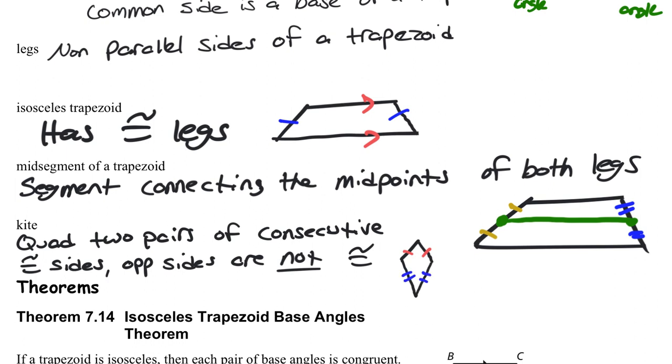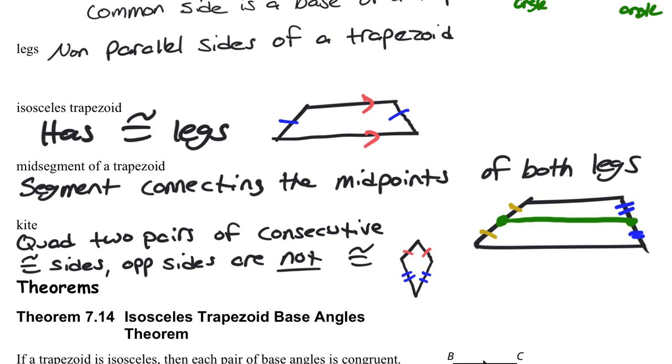So they're consecutive, but notice the sides that are opposite of each other. Let me make this a little easier with my arrow here. So we have two consecutive ones, you can see with this big arrow here, and we have two consecutive ones that are congruent with this arrow. But notice the sides are opposite. So my blue double tick mark and my red single tick mark are not congruent. All right, so opposite sides are not congruent, whereas in your parallelograms, they are.